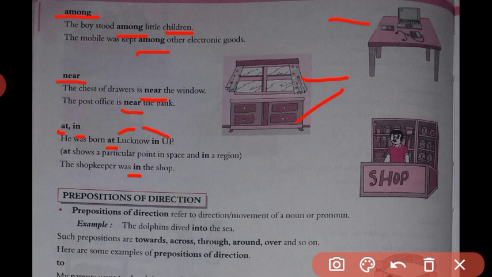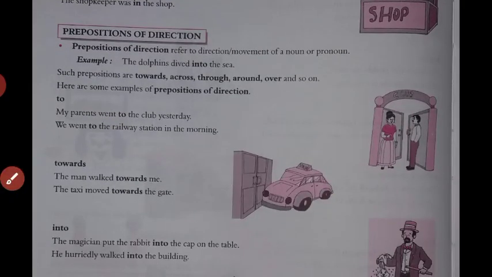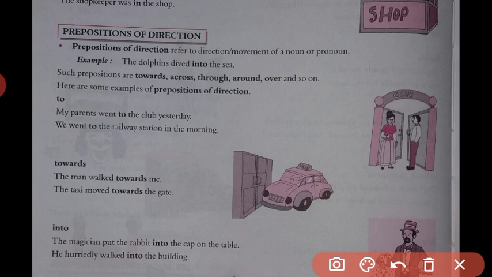Now here we are to learn prepositions of direction. So prepositions showing directions are known as prepositions of direction. How? Let's understand. See, prepositions of direction refer to the direction or movement of a noun or pronoun. For example, the dolphin dived into the sea. So here the word into shows movement from one place to another place. So here the word into is a preposition of direction.